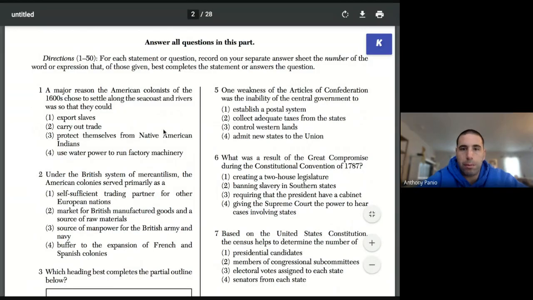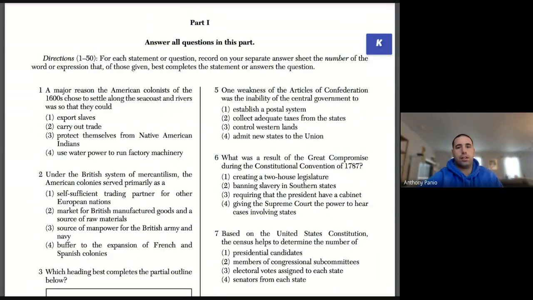All right, so number one: a major reason the American colonists of the 1600s chose to settle along the seacoast and rivers was so that they could... the correct answer is 2. Anytime you are living near rivers, it was for either transportation or trade. It's a very typical thing. The reason so many people lived near water systems and river systems back in history was so they could transport and trade. So 2 is the right answer.